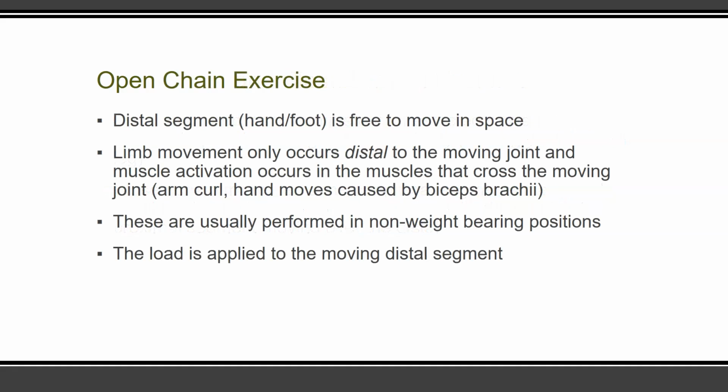So open chain. The distal segment, such as the leg or foot, the hand or foot, is free to move in space. Think of throwing a baseball. Think of kicking a soccer ball. Those are all open chain exercises. The limb movement only occurs distal to the moving joint, and muscle activation occurs in the muscles that cross the moving joint, such as an arm curl, where the hand moves caused by the biceps brachii. These are usually performed in non-weight bearing positions. The load is applied to the moving distal segment.